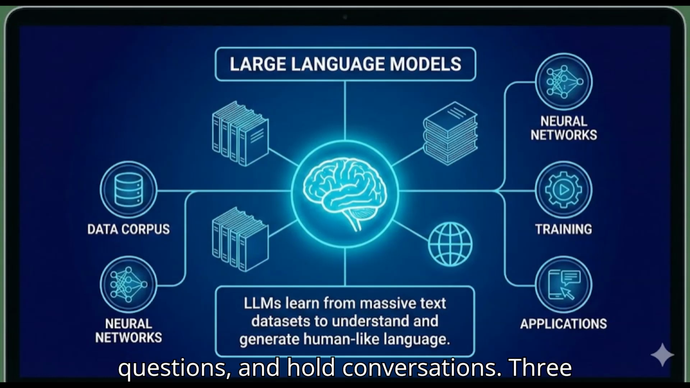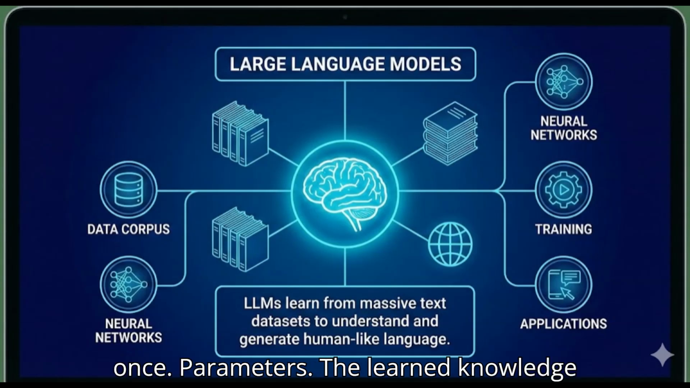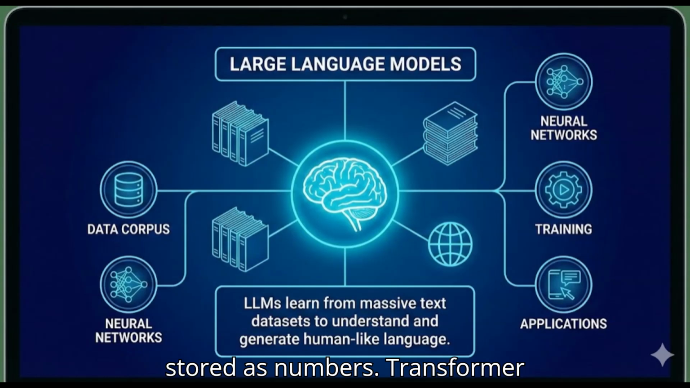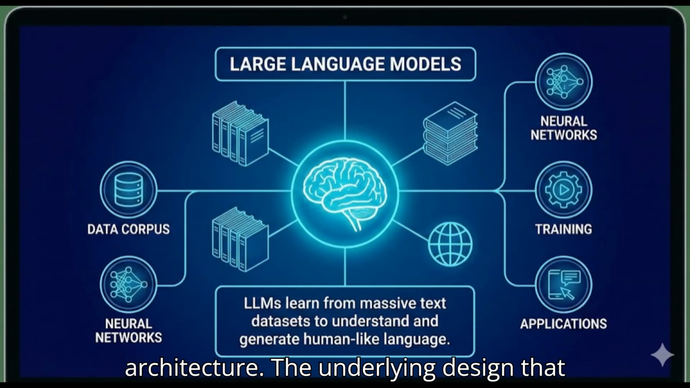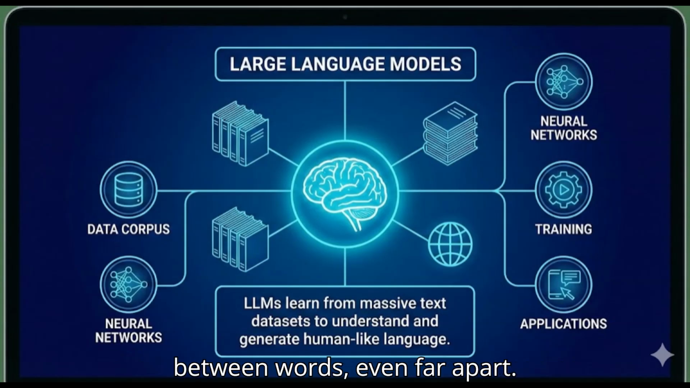3. Key concepts. Tokens: text broken into small pieces, words or word parts. Context window: how much text the model can see at once. Parameters: the learned knowledge stored as numbers. Transformer architecture: the underlying design that allows models to understand relationships between words, even far apart. Prompt: the input you give to the model.